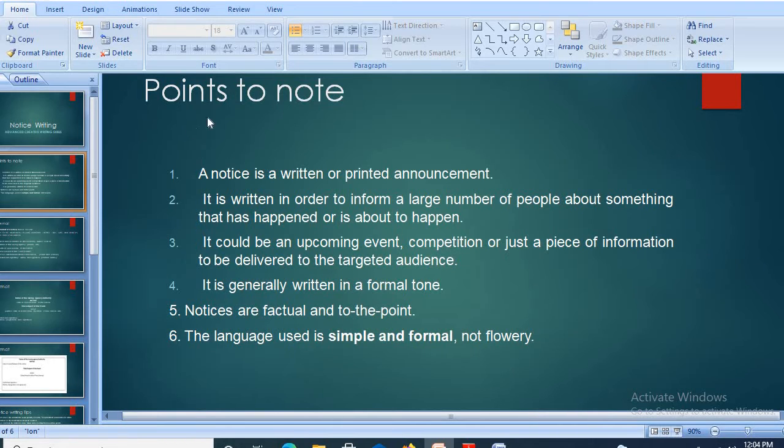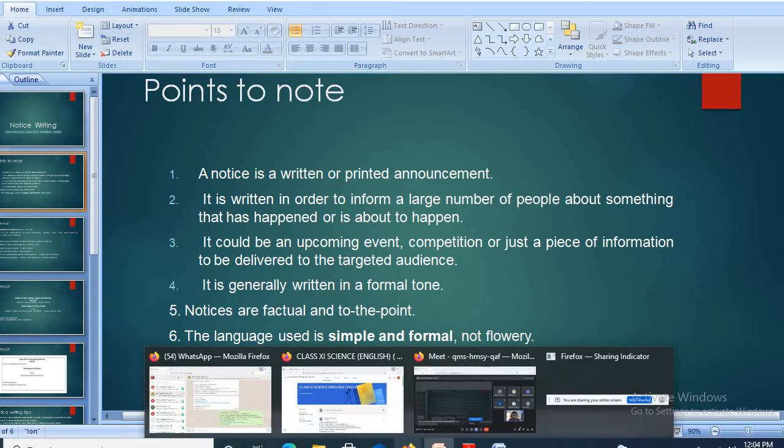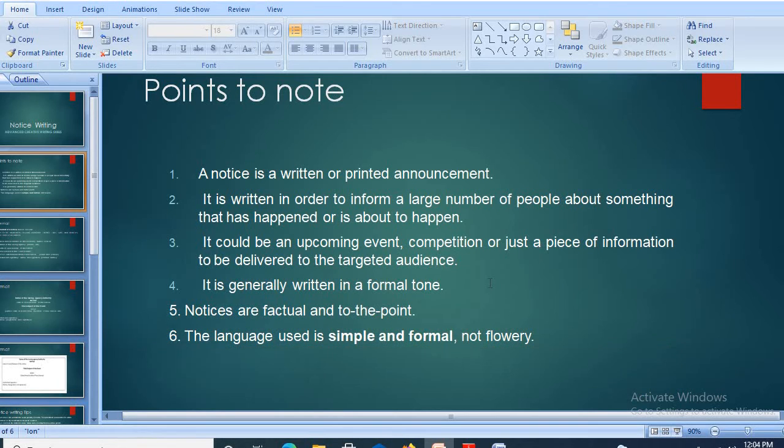Okay, first one is a notice is a written or printed announcement. Whenever we talk about notice, remember it is a written or printed announcement. It is written in order to inform a large number of people about something that has happened or is about to happen. So obviously with the help of a notice you are informing a large number of people about something that has happened or about something that is about to happen.